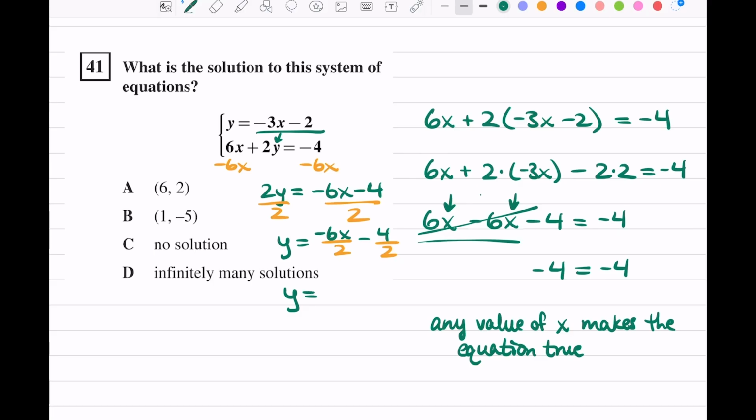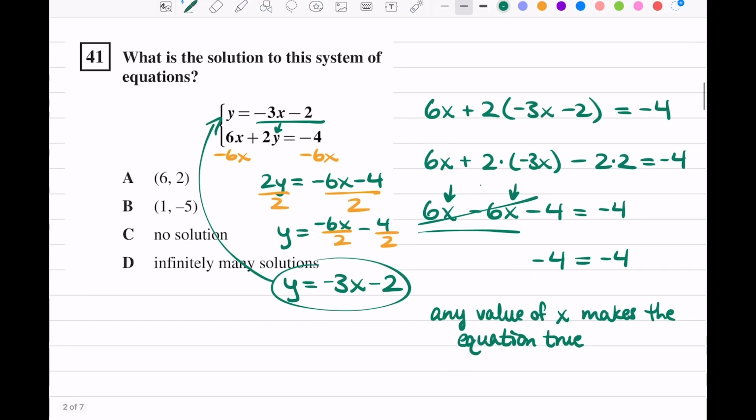Simplifying, we have y equals negative 6 divided by 2 gives us negative 3, minus 4 divided by 2 gives us 2. So our second equation here is the same as the first one. So we have two lines here that are exactly the same. And if you have two lines that are exactly the same, where do they cross? They cross everywhere. Let's think about this on a graph.